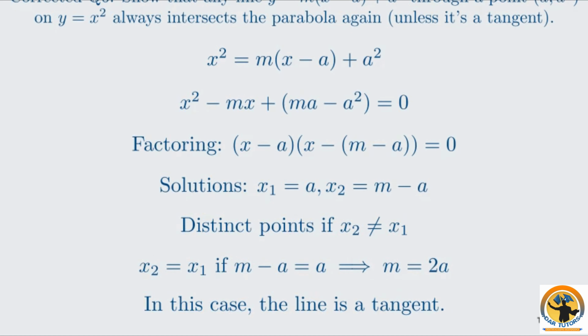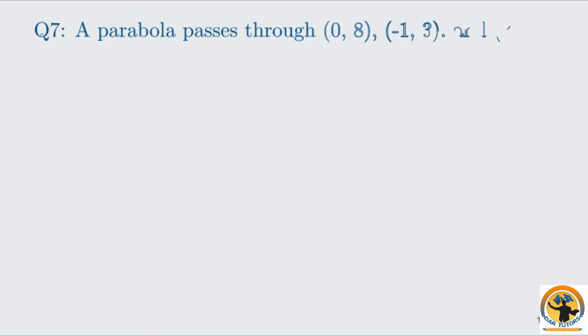Otherwise, for any other value of m, the two intersection points are distinct. This shows that any line through a point on the parabola intersects it at least once, and at most twice, as required. Question 7. The graph shows the parabola y equals ax squared plus bx plus c.